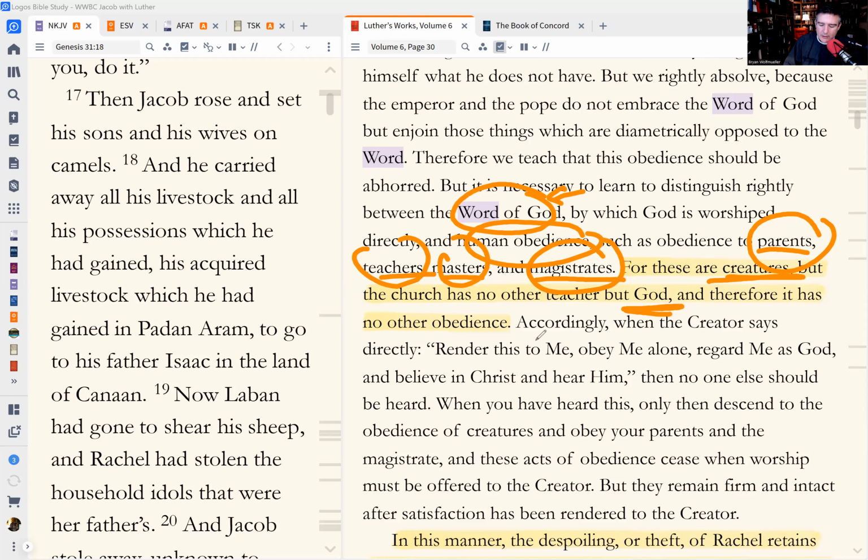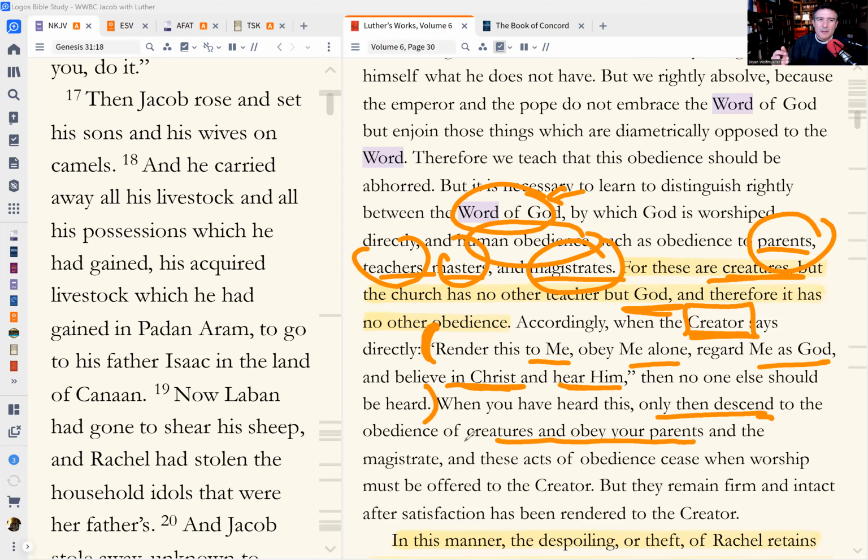Accordingly, when the creator says directly, render this to me, obey me alone, regard me as God, believe in Christ, hear him, then no one else should be heard. Our doctrine of sola scriptura is the idea that Jesus' voice is the sole authority in the church, that we listen to him. When you have heard this, only then descend to the obedience of creature and obey your parents and the magistrate.